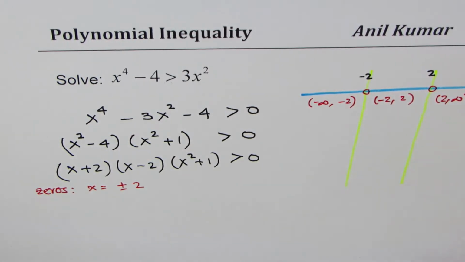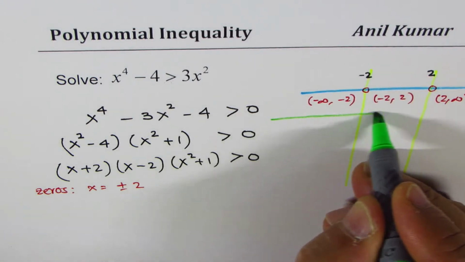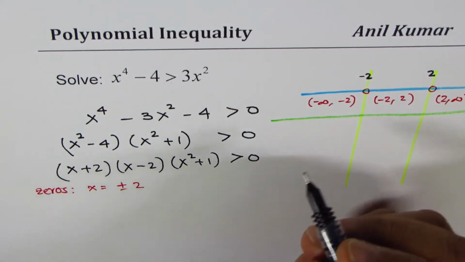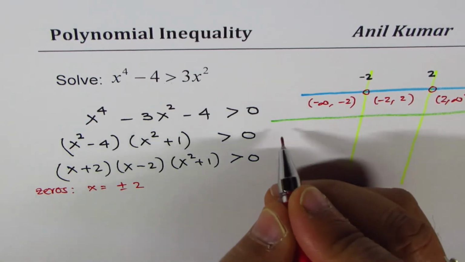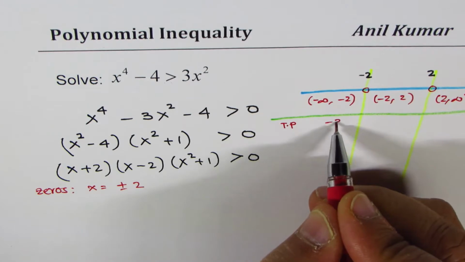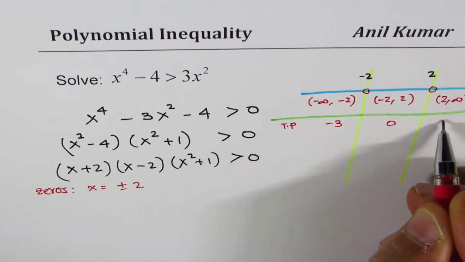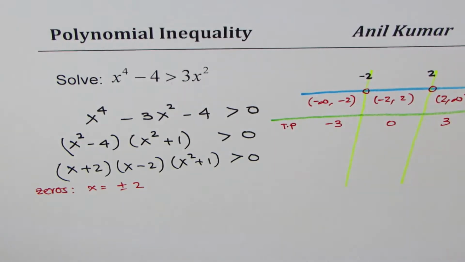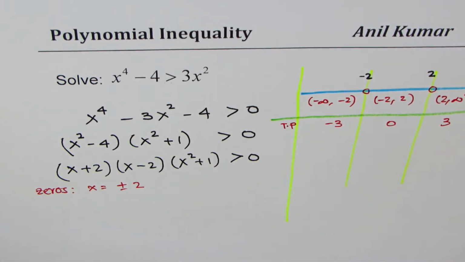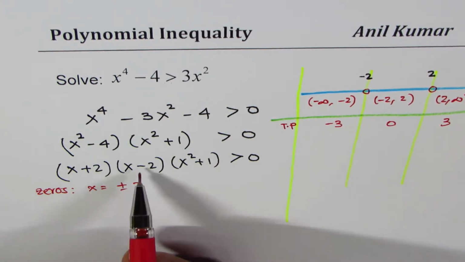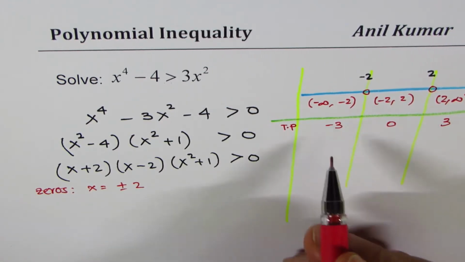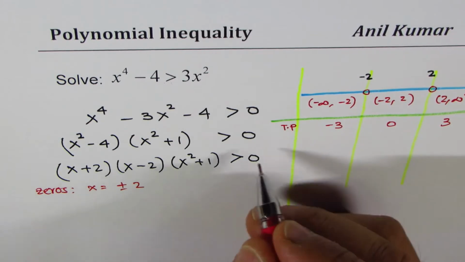Now in these intervals, you have to select test points. So let's take a test point in each interval. Let me call this TP. So this would be minus 3, that could be 0, and here we could take 3 as a test point, right? Okay. Now we have to test these factors. What happens to these factors at these points? Whether they are positive or negative, right?